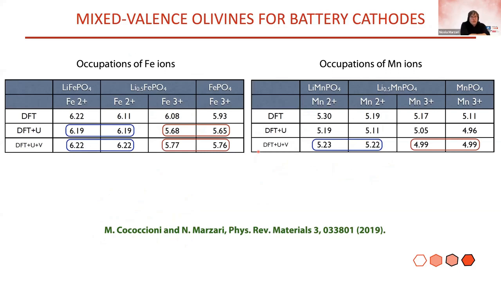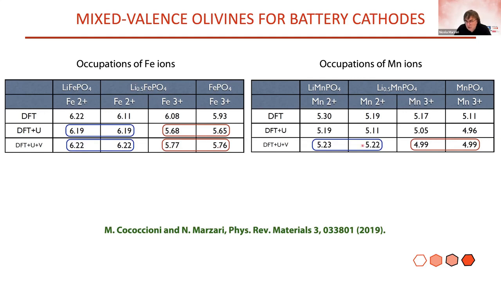And with Matteo, we saw a few years ago that if we looked at the system in the fully lithiated case, in the fully delithiated case, and in the mixed case, where half of the transition metals need to be in one oxidation state and half in the other, whenever we added the full DFT plus U plus V treatment, we could see in the mixed valence system ions that looked exactly as the 2+ ions in the fully lithiated system, or exactly as in the fully delithiated system.